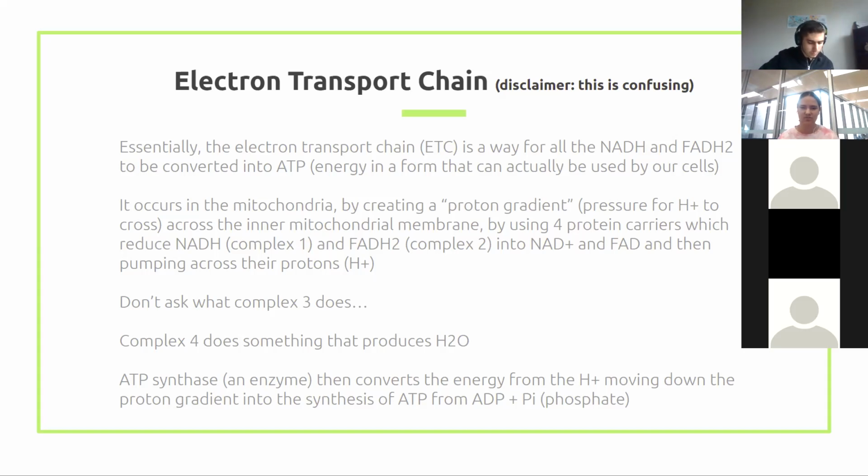Reduce is like a fancy word. I probably understood it during Chem 3-4, but then by the time it started, I didn't. It's literally just taking off the H pluses using electrons. That's what you need to know. You don't need to know it all in detail. Complex 3, honestly, they tell you what it does. Someone can back me up if they actually know what complex 3 does. I'm not sure.